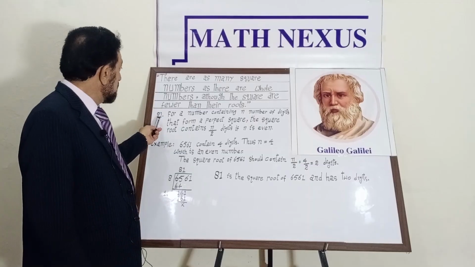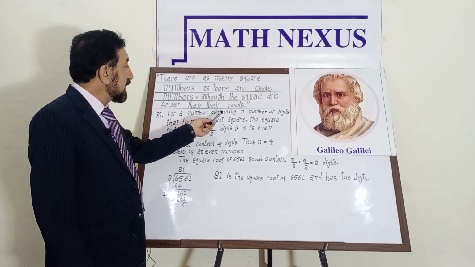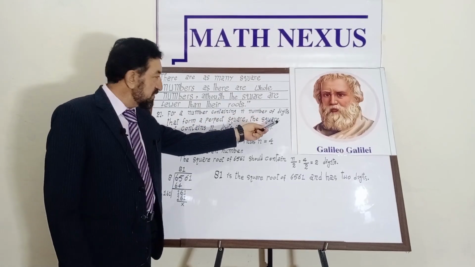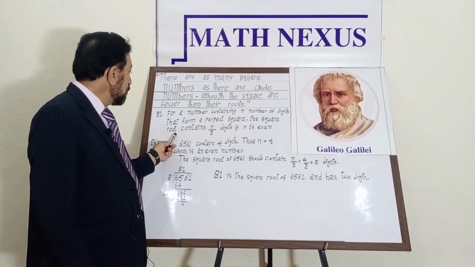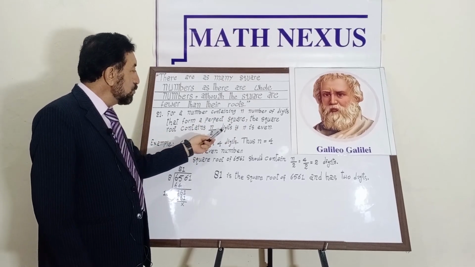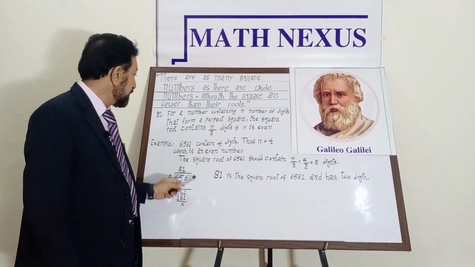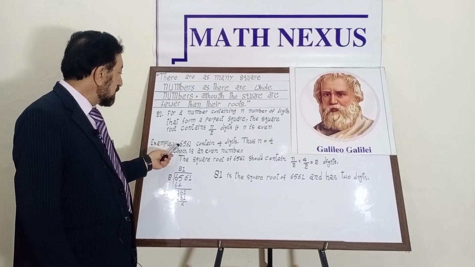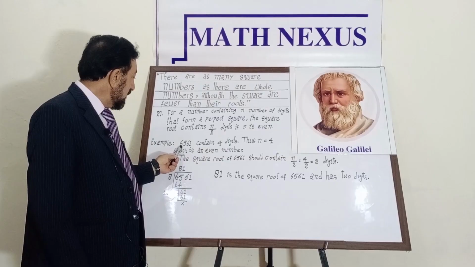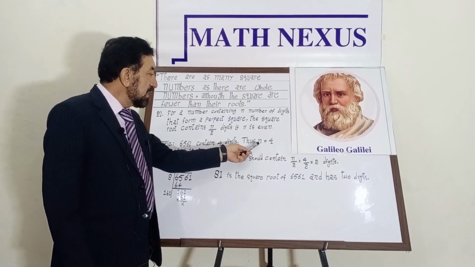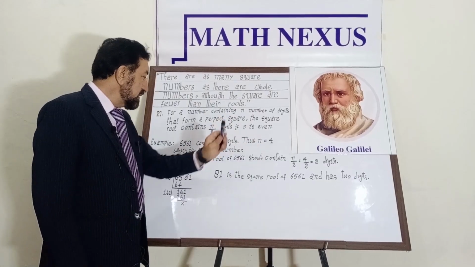Now look at property number 21. For a number containing n digits that forms a perfect square, the square root contains n upon 2 digits if n is an even number. Example, 6561 contains 4 digits, so n equals 4, which is an even number.